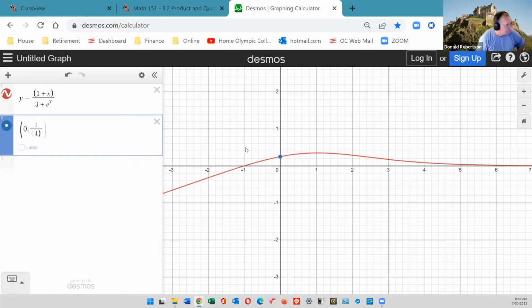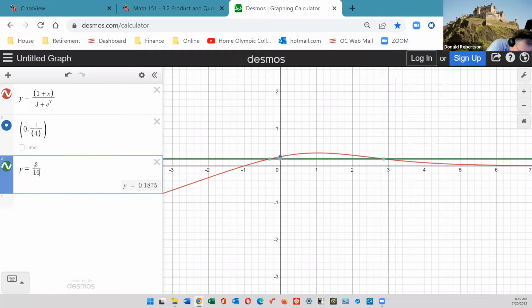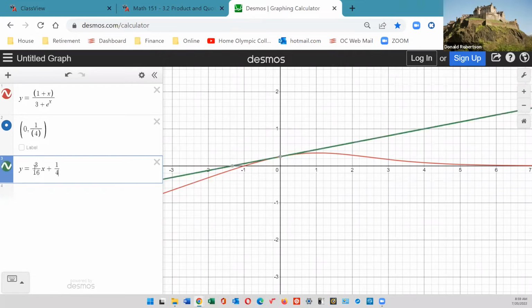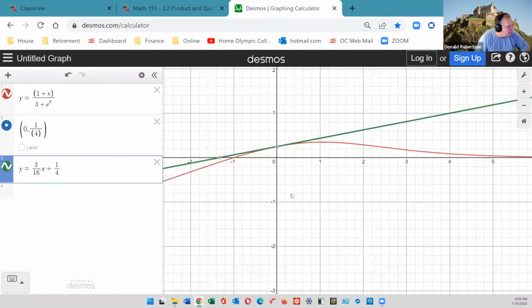Okay, looks weird. Hopefully it'll sort itself out when I do that. Okay, 0, a quarter, which is here. And the tangent line that we had, equation y equals 3/16 x, and it had, I believe, plus a quarter. Yeah, plus a quarter. Oh, am I good or am I good?